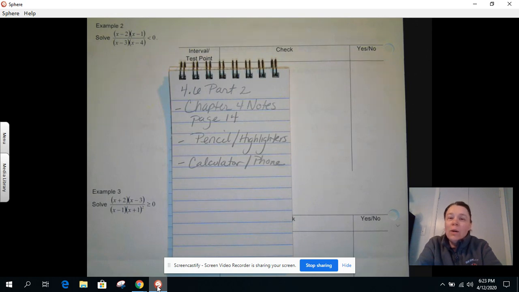So today we are going to talk about the second part of 4.6. Before break, we had done the first part of 4.6, which was solving rational equations. So today we're going to talk about solving rational inequalities.